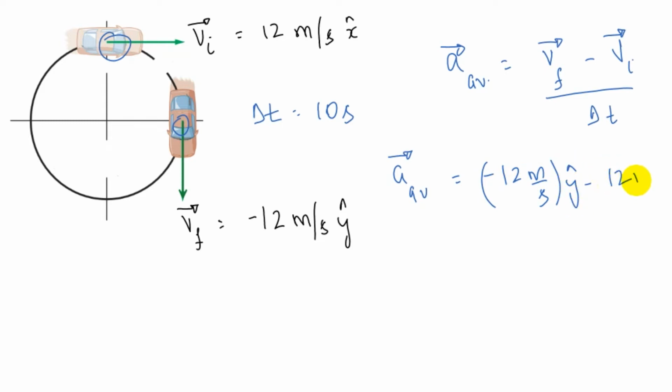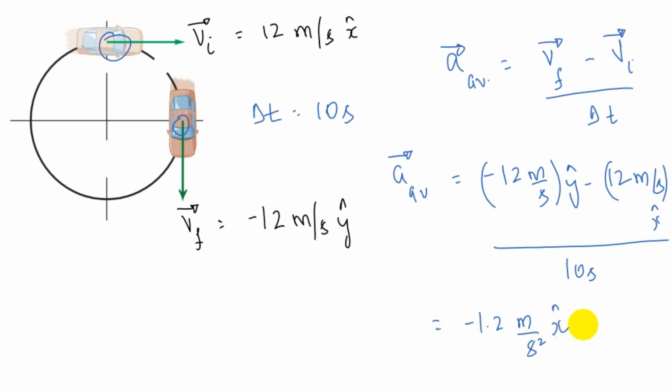Minus 12 meter per second x cap. I'm writing x cap here. Divide by delta t, which is 10 seconds. On further solving, we'll get this value to be minus 1.2 meter per second squared x cap and minus 1.2 meter per second squared y cap. So this would be the average acceleration.